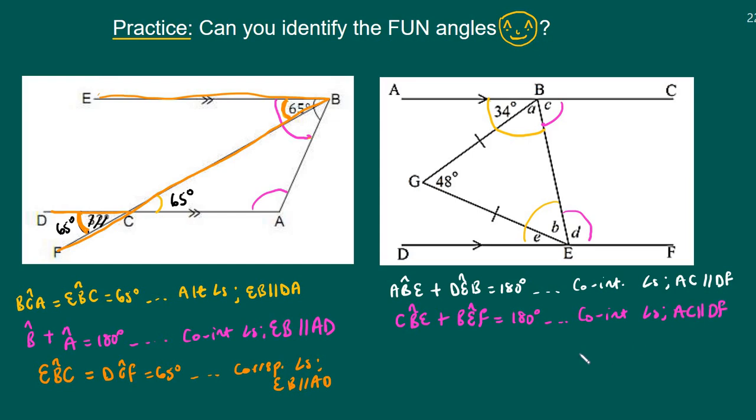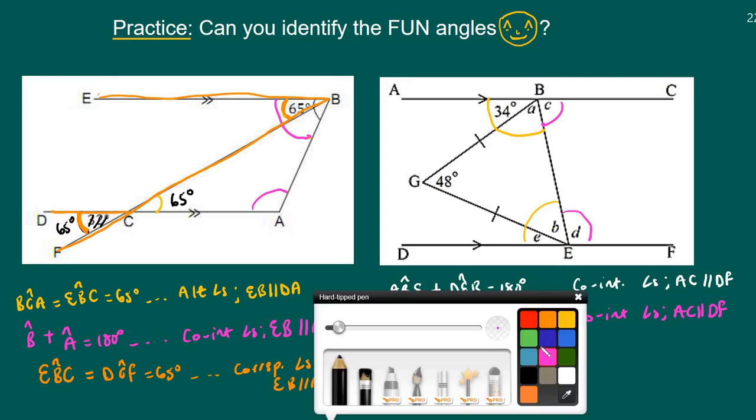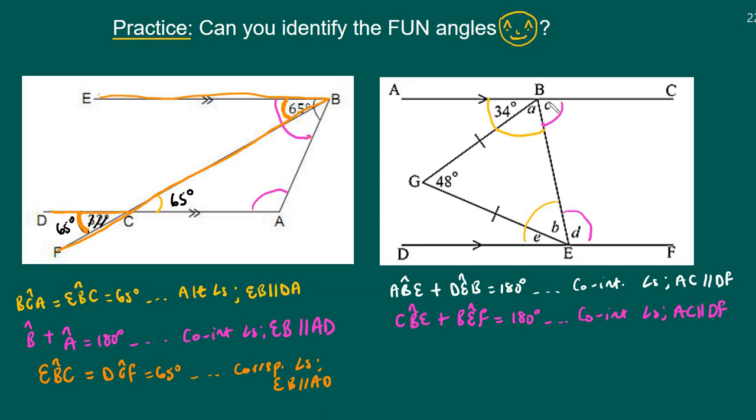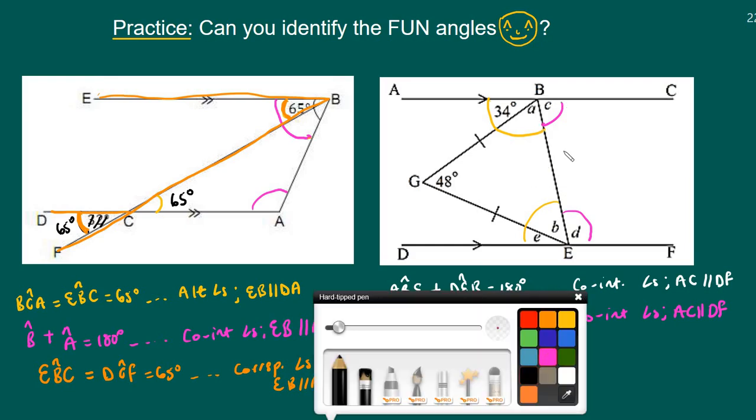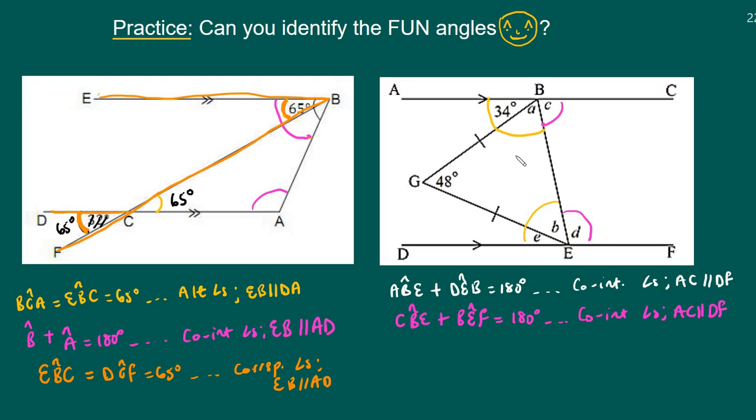Then C, should I go again? Yes. CBE, so meaning this one again will be equal to BED. Will be called alternating angles. Oh, nice, nice.